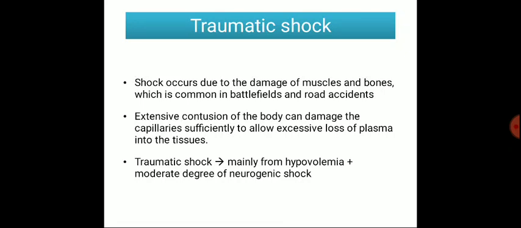Traumatic shock. It is a special type of hypovolemic shock in which there is associated neurological shock caused by severe pain which inhibits the vasomotor center. This traumatic shock mostly occurs due to damage of the muscles and bone, which is very common in battlefields and road accidents. Extensive contusion of the body can damage the capillaries sufficiently to allow excessive loss of plasma into the tissue. Traumatic shock results mainly from hypovolemia and a moderate degree of neurogenic shock.